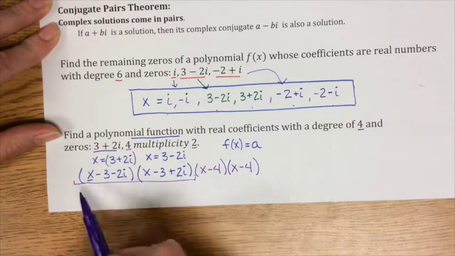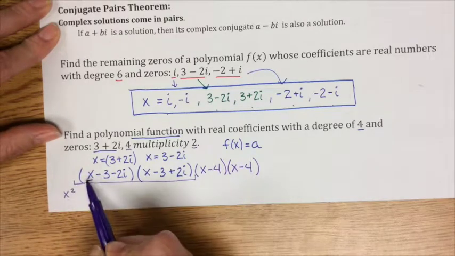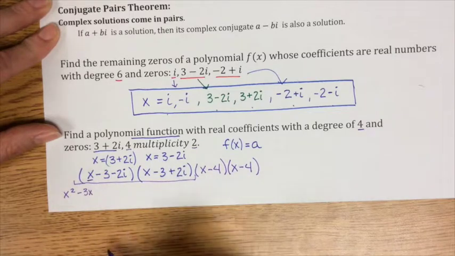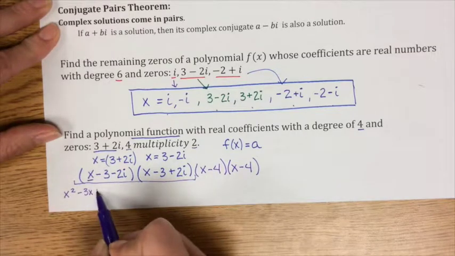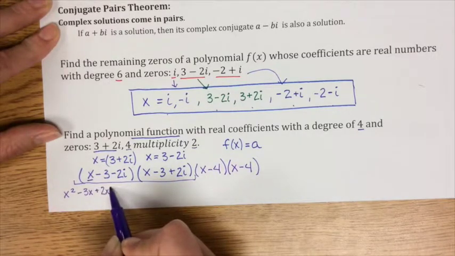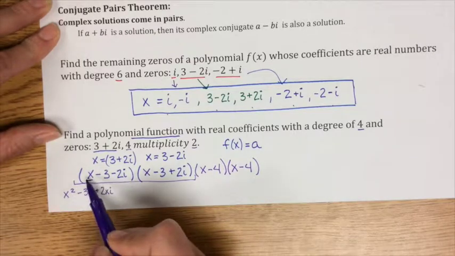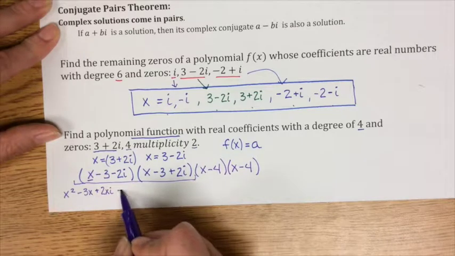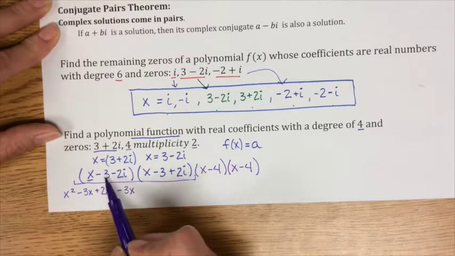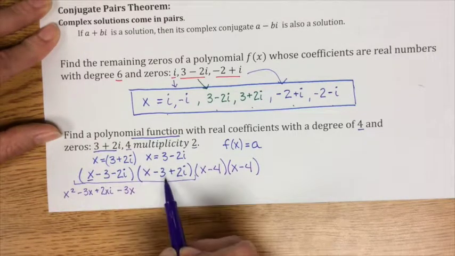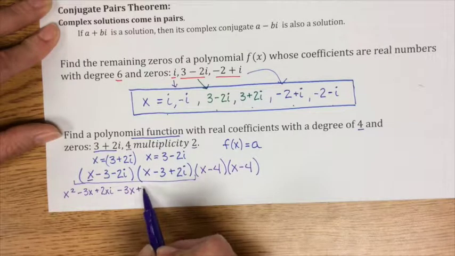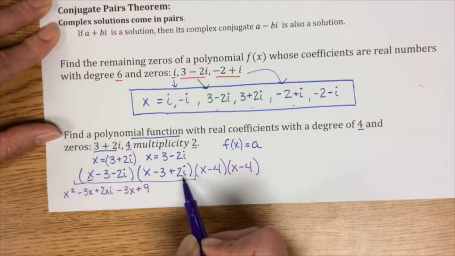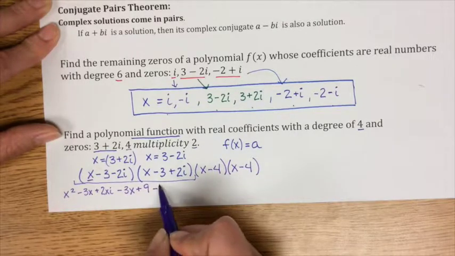So x times x is x squared. x times negative 3 is negative 3x. x times positive 2i is plus 2xi. Now I'm done with this, and I'm going to move to the negative 3. Negative 3 times x is negative 3x. Negative 3 times negative 3 is positive 9. Negative 3 times 2i is negative 6i.